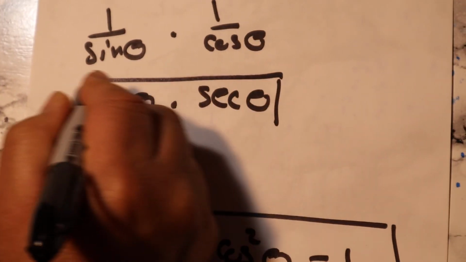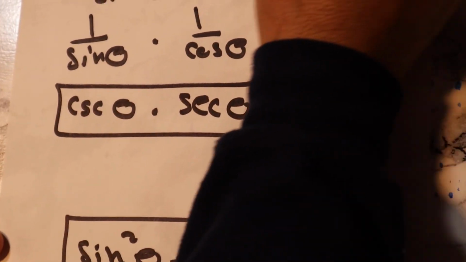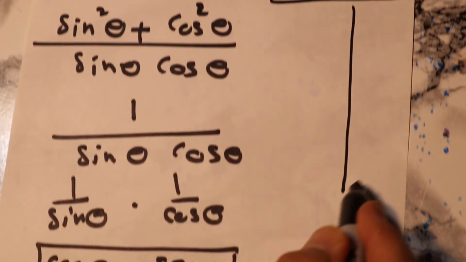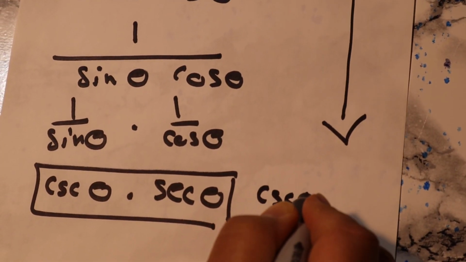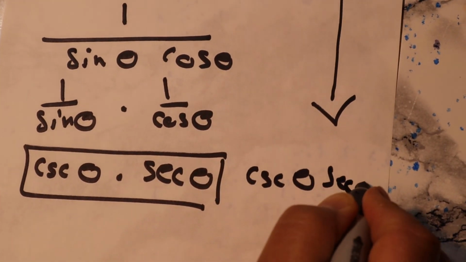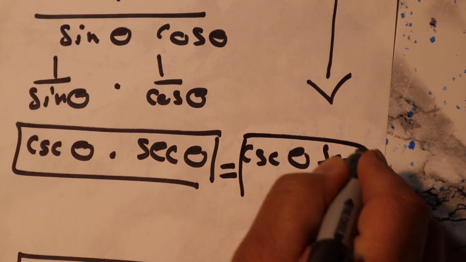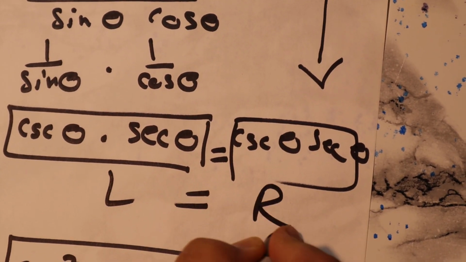Oh, this is left side. And look at right side. It's the same. Right side is cosecant theta secant theta. So left equals right, and it's proved.